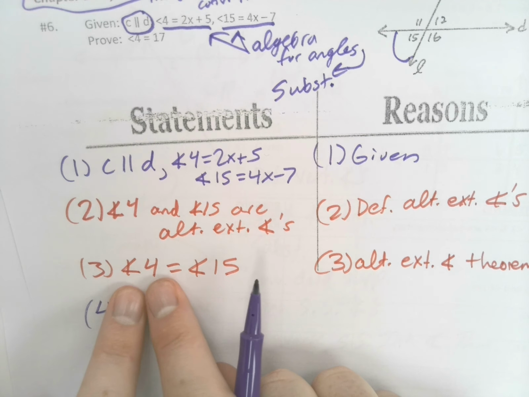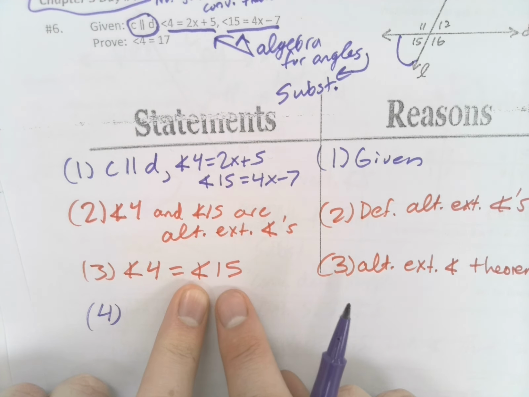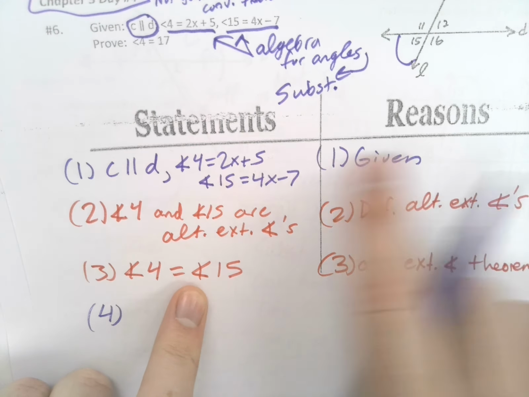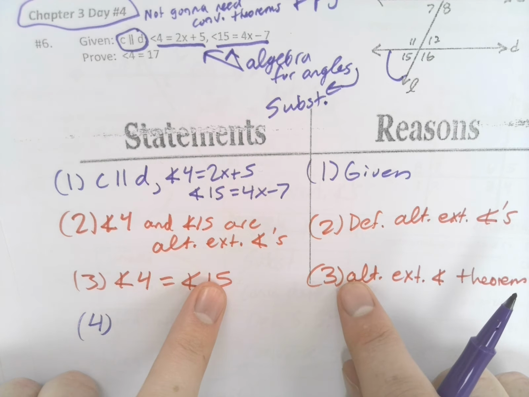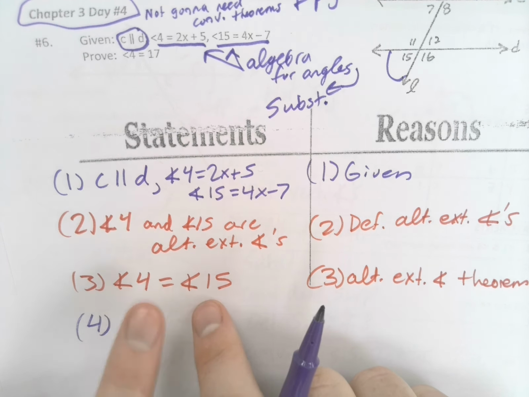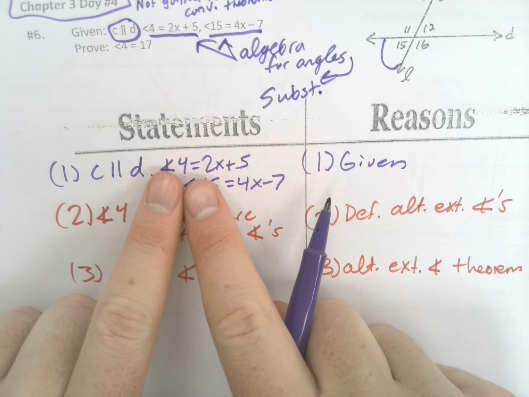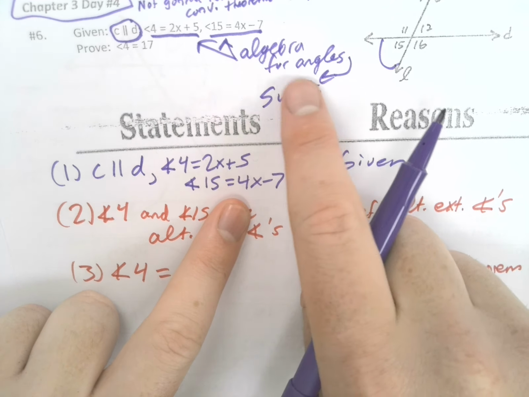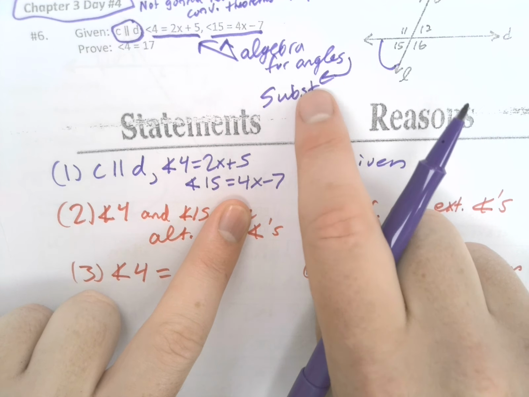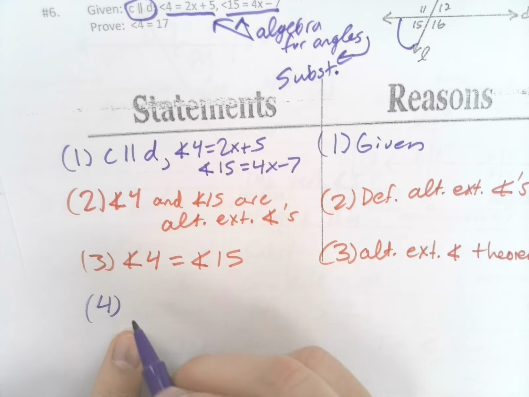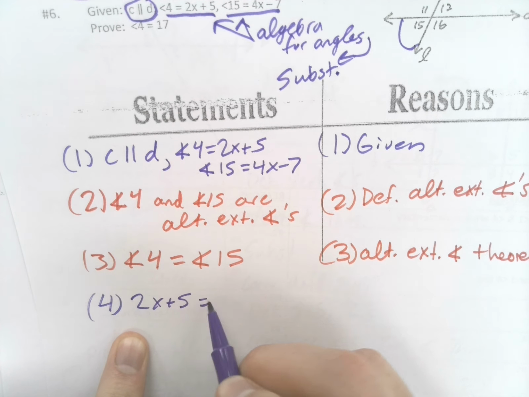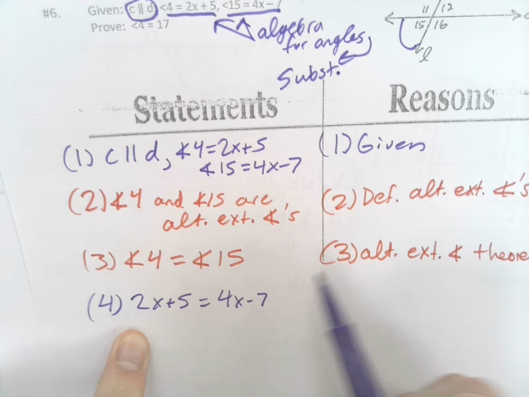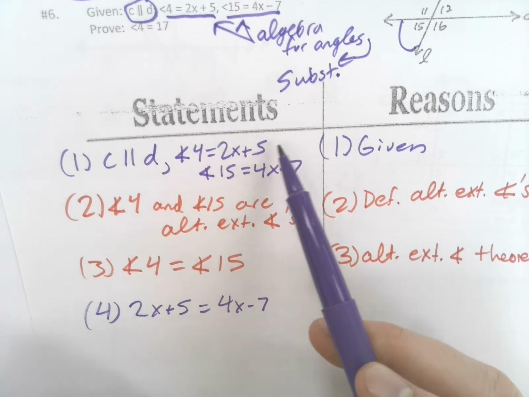Now here's where we get to switch things up a little bit. Because we know that angle 4 is equal to angle 15, I want you guys to think about it. This alternate exterior angle part's run its course. So where do we go next? Wait a minute. 4 and 15. What did they give us about 4 and 15? Oh, 4 equals that. 15 equals that. This is where that algebra is going to come into play. We know angle 4 is really 2x plus 5. We know angle 15 is really 4x minus 7. And we did that using some good old-fashioned substitution.